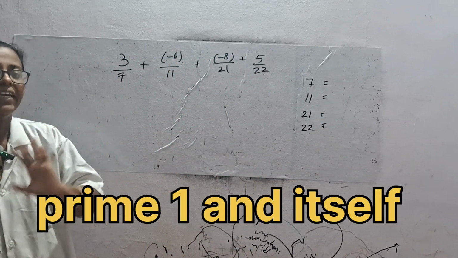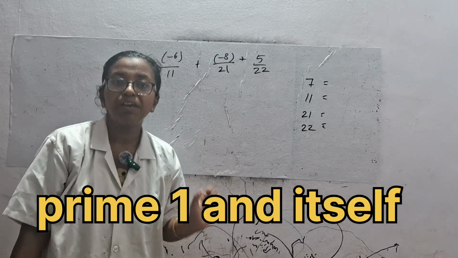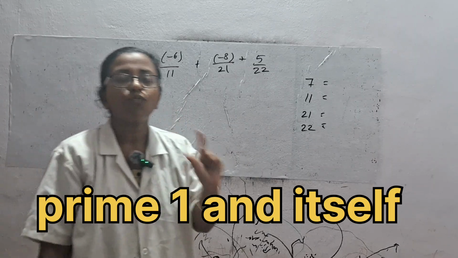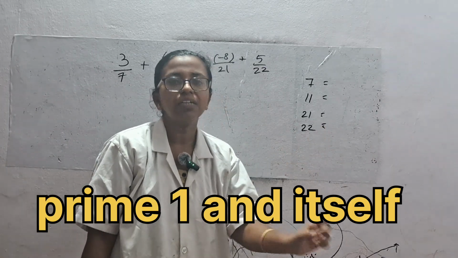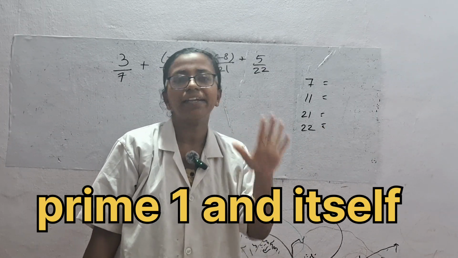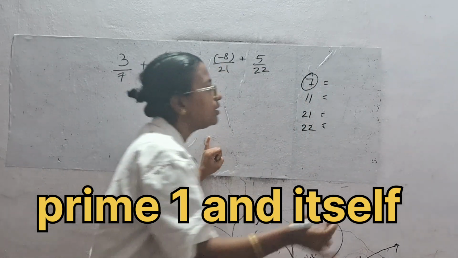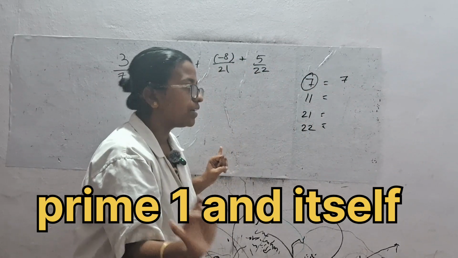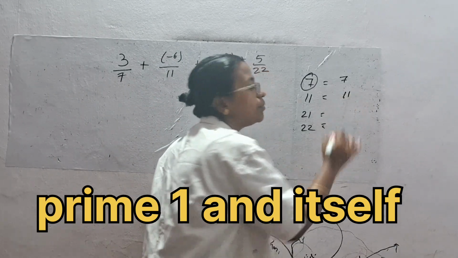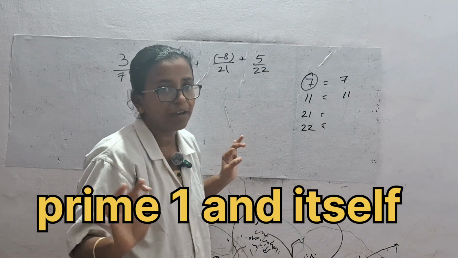Just finding LCM. LCM is found by prime factorization. What is a prime number? A prime number is divisible only by 1 and itself. So 7 is a prime number. 11 is also a prime number because it does not divide by any other number.